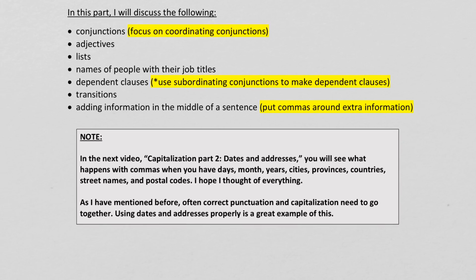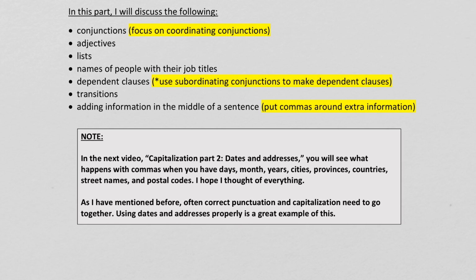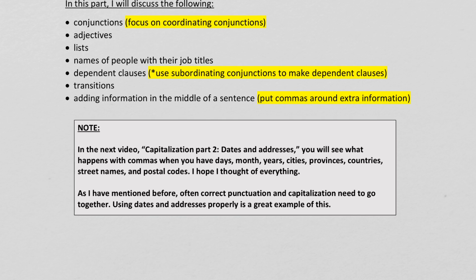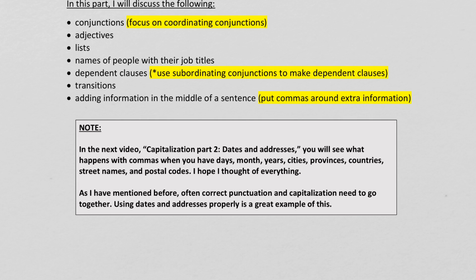But if anyone's feeling a little bit overwhelmed, I wanted to break this down a little bit and tell you a few things that I would want you to really think about more than anything else. The first is to, and you can see that they're highlighted, the first is to focus on coordinating conjunctions. And if you're thinking about coordinating conjunctions, you might also remember that you would use subordinating conjunctions to make dependent clauses.